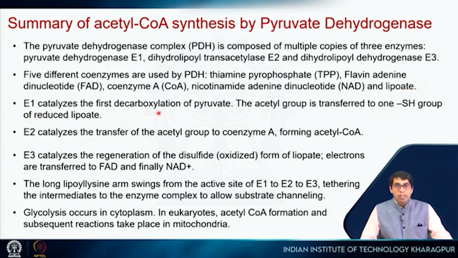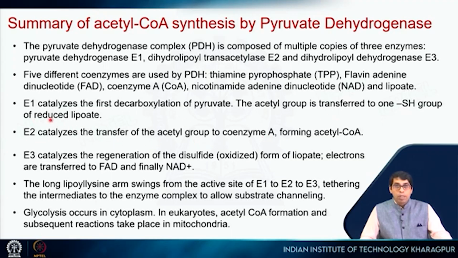E1 catalyzes the first decarboxylation of pyruvate. So, this is the first time a carbon dioxide is produced. We will see 2 more carbon dioxide production in the citric acid cycle. The acetyl group is transferred to one of the SH groups of the reduced lipoate. E2 catalyzes transfer of this acetyl group to the coenzyme A.